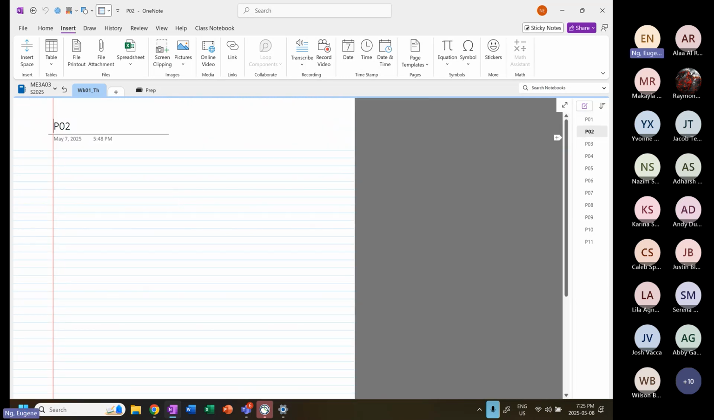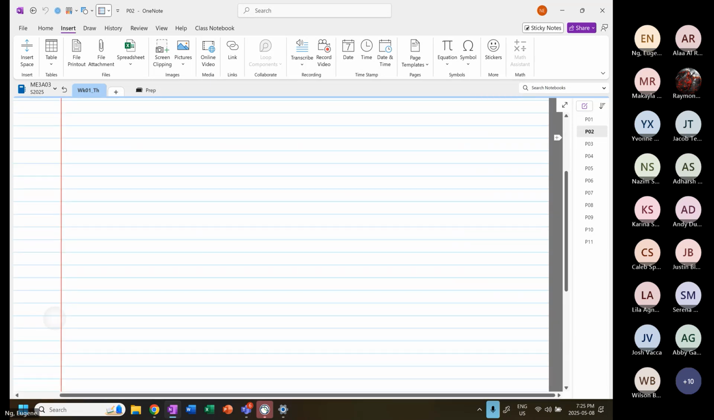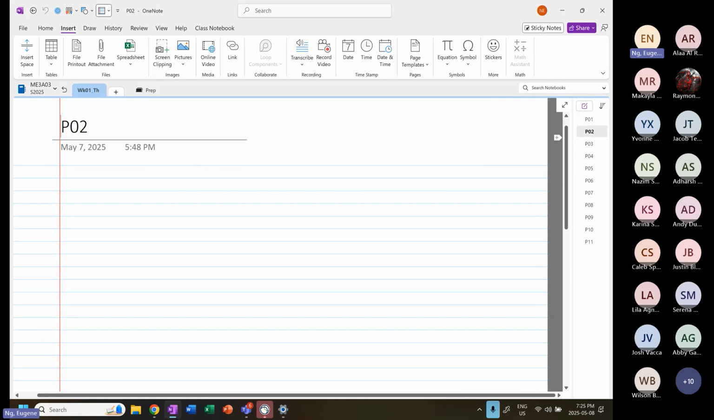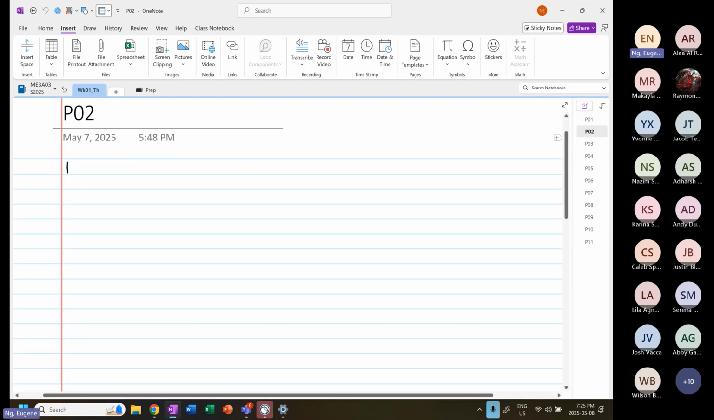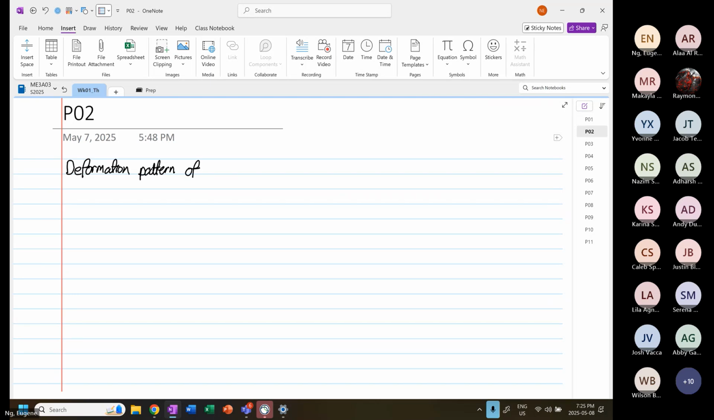Right. The next thing that I want to go into detail is the deformation pattern of buckling when both ends are pinned.